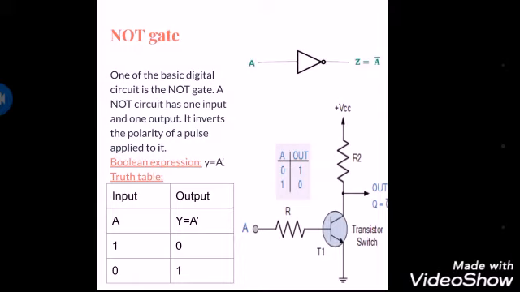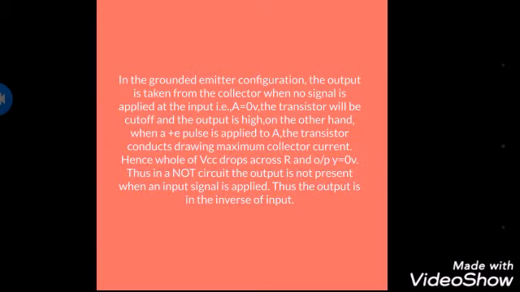On the other hand, when A equals 1 volt, the signal is passed to the transistor, which conducts and draws maximum collector current, as the whole of VCC drops across R, and the output Y equals 0 volt. Thus in a NOT circuit, the output is not present when the input signal is applied. Thus the output is the inverse of the input.